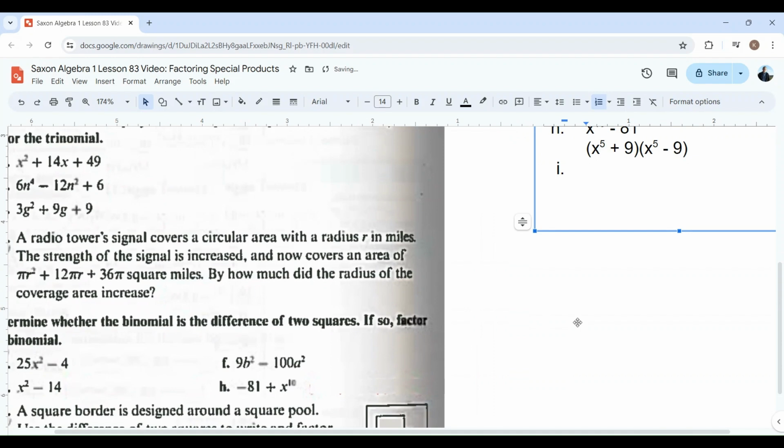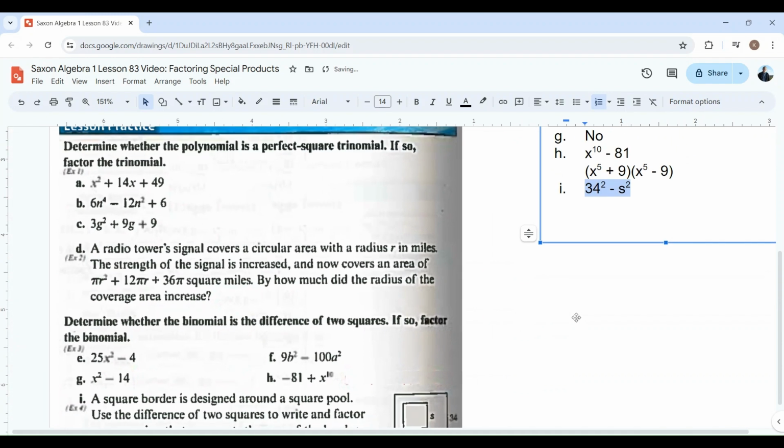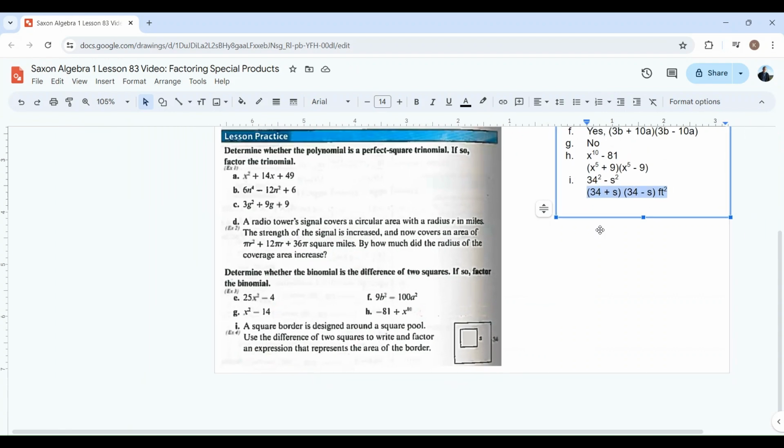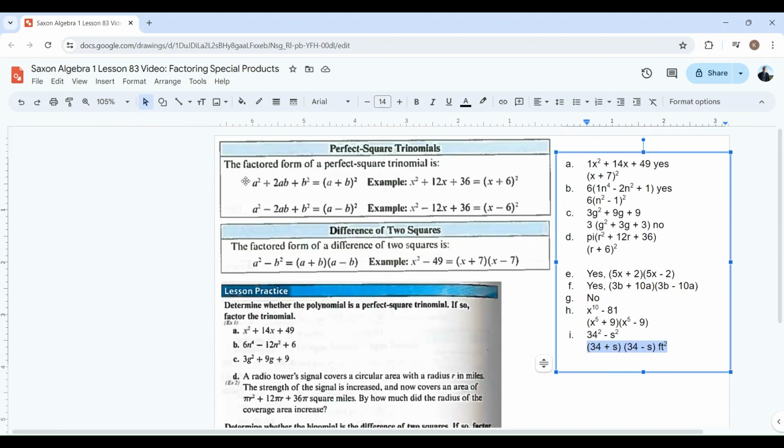Well, let's just see how this one plays out. So 34 squared minus s squared is going to give me the area of this border out here. I take the area of the big square minus the area of the small square. Am I able to factor this? I don't even need to write out what 34 squared is or punch it into a calculator. All I need to do is determine this is a difference of two squares. It's going to be 34 plus s, 34 minus s, according to the pattern. And then I just throw in a label at the end, feet squared, and that is my answer. That is how you work problems with special products.